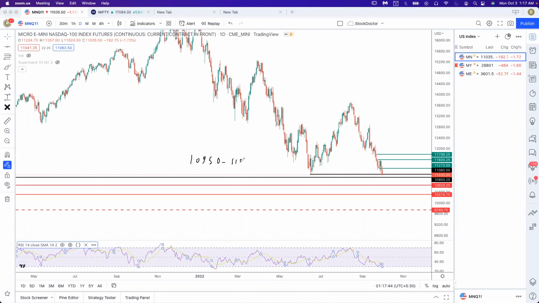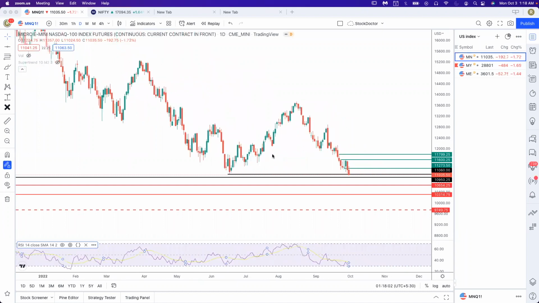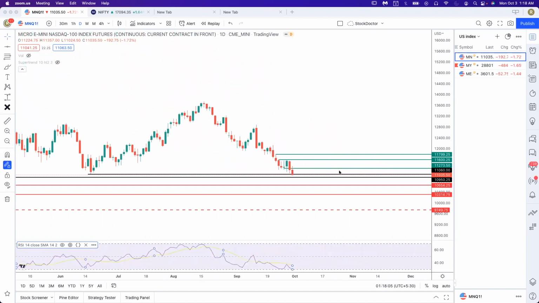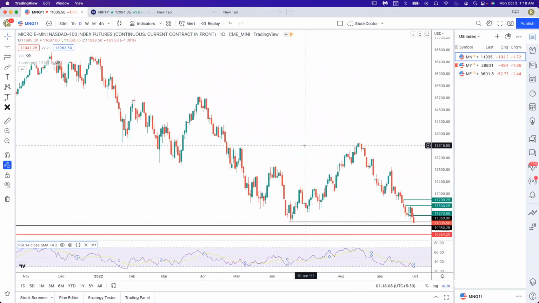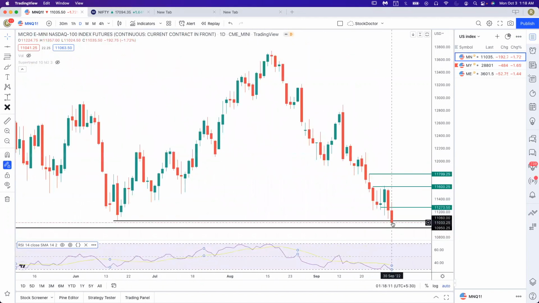Right now if you see here, we are stuck into this area. Now, one important point I want to show you here. The bad news is the closing. We closed at the lowest point on Friday. The closing and the low were almost the same. Low was 11,024 and closing is 11,035.